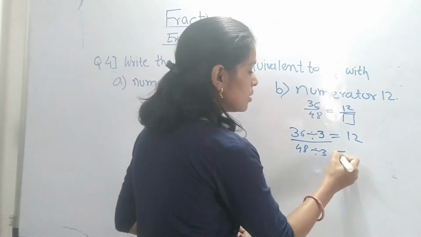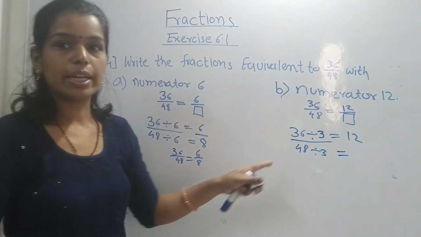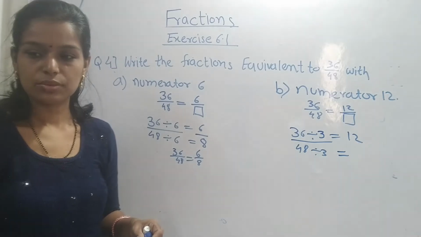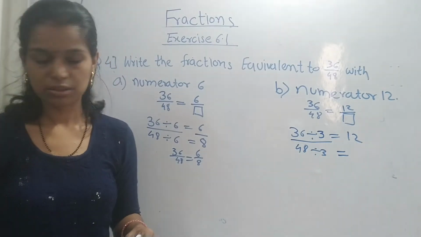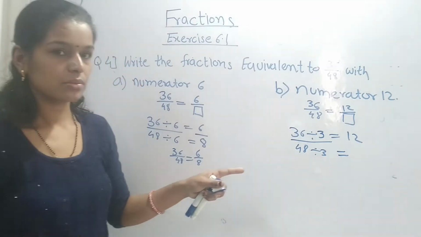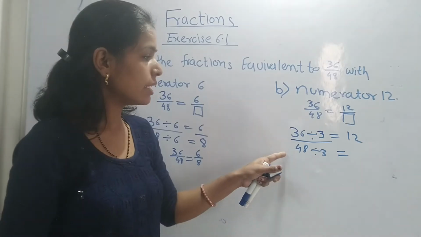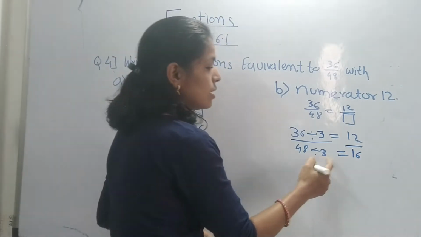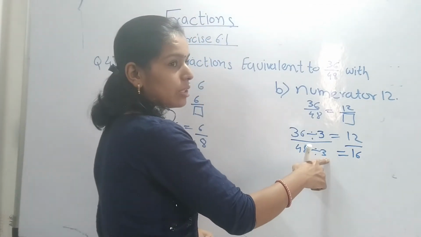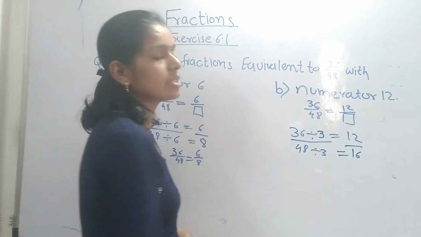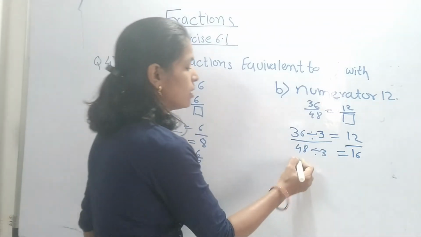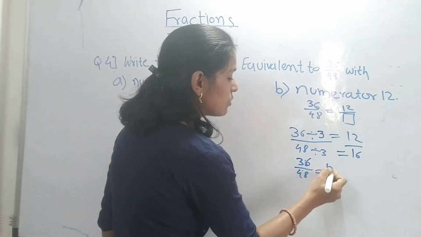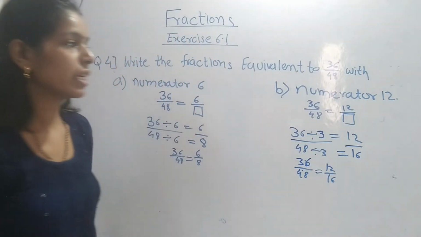We know that 16 3s are 48. So 48 divided by 3, we will get the answer 16. So 12 by 16 and 36 by 48 are the equivalent fractions with the numerator 12.